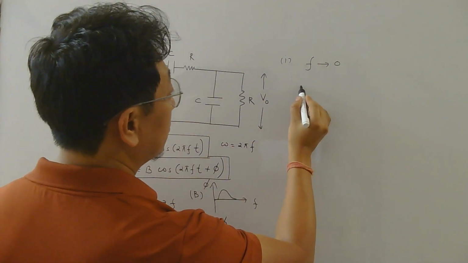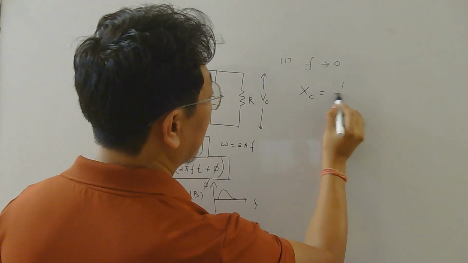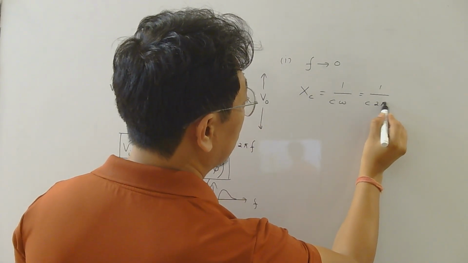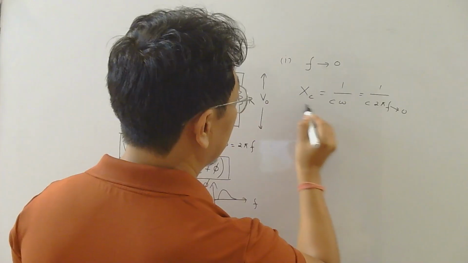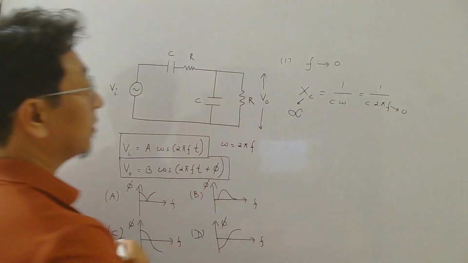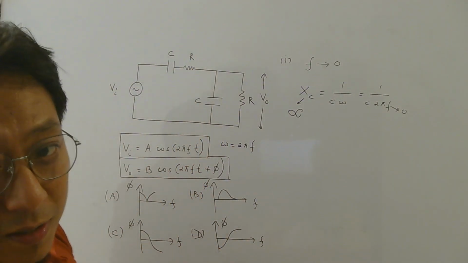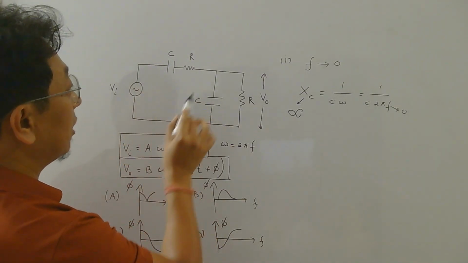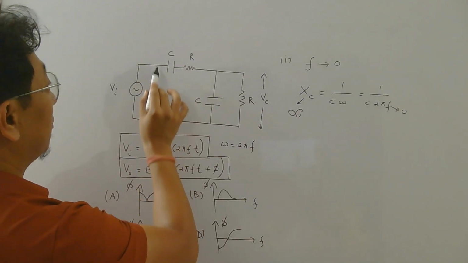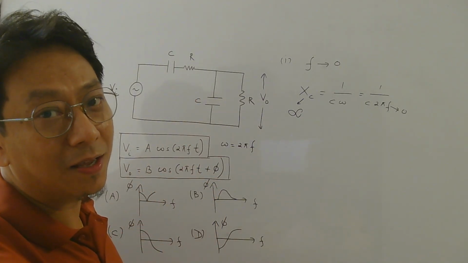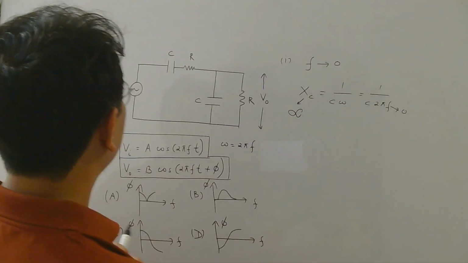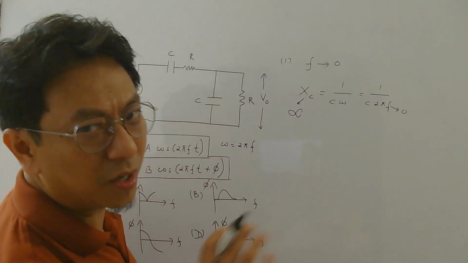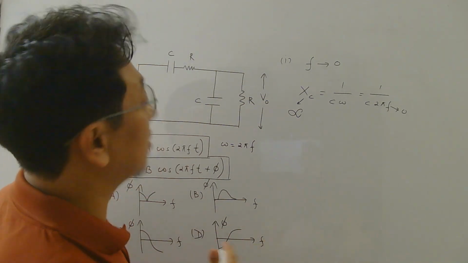Now when frequency is very small, the reactance of the capacitor, which is 1 by C omega, which is 1 by C into 2 pi f. So when f is 0, this becomes infinity. So reactance has a very high value, and therefore a very small current will flow, isn't it? Because if reactance is infinite, it's like saying it's open circuit, isn't it? But right now we are not saying equal to 0. We are just assuming it is very close to 0.